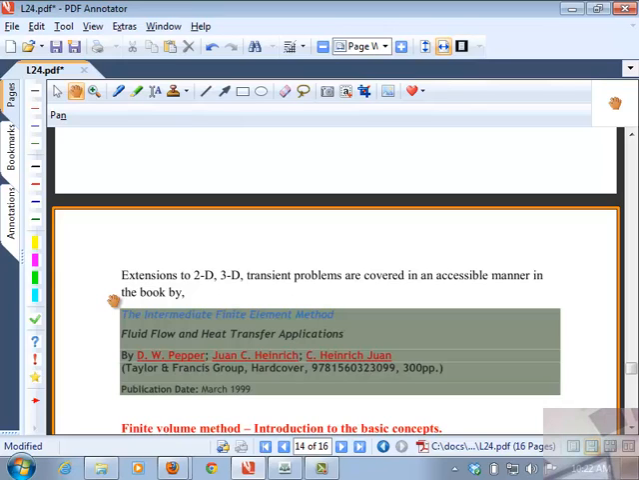So in the next class, we'll start looking at the finite volume method, and we'll move on from there. I hope you get some idea of, I'm trying to just remove the mystery of what finite element method is. Okay? If I've done that, I think we have achieved our purpose.